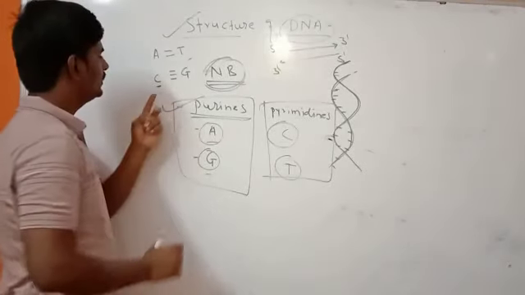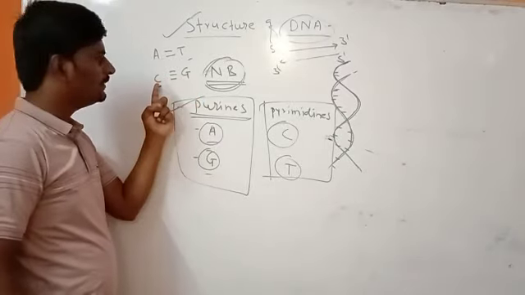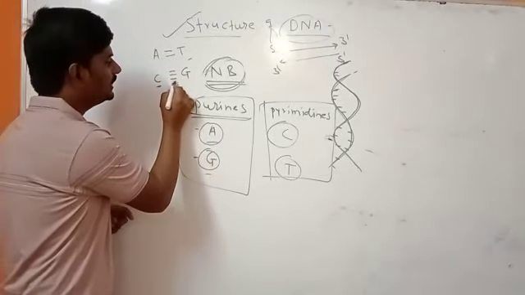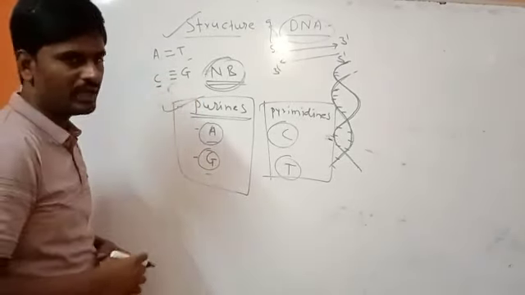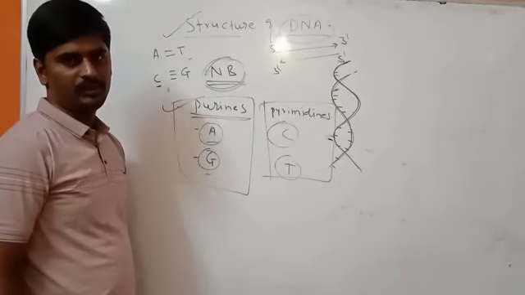In this way, cytosine always pairs with guanine, or guanine always pairs with cytosine, and there are three hydrogen bonds between them.